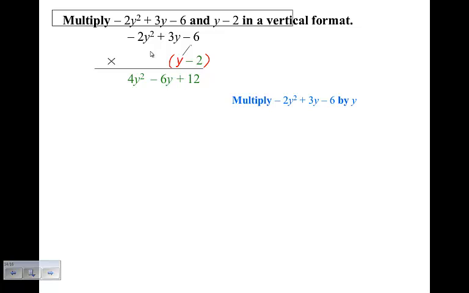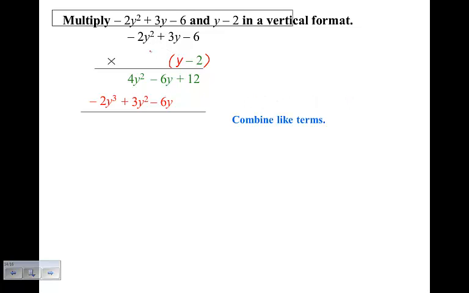So now we're going to go with the y. We'll get negative 6y, we'll get positive 3y squared, and we'll get negative 2y cubed. Okay? At this point, we're going to combine like terms, just like our vertical addition. Notice 12 is the only term without a y, so we're going to just keep the 12. Negative 6y plus negative 6y is going to be negative 12y.